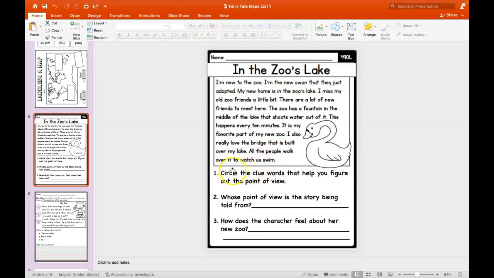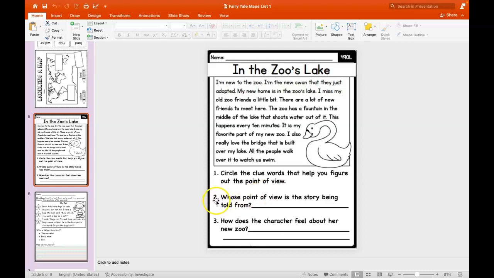Okay, friends, so right here for number 1, use your pencil to circle the clue words that helped you figure out the point of view. So what were those words that you heard in there that told you what point of view it was?